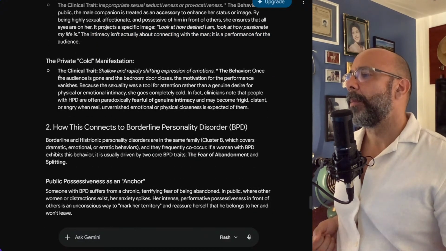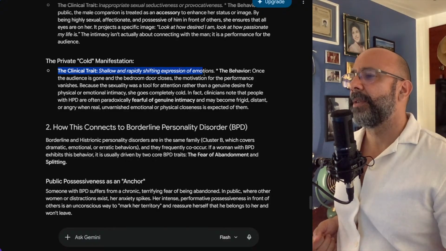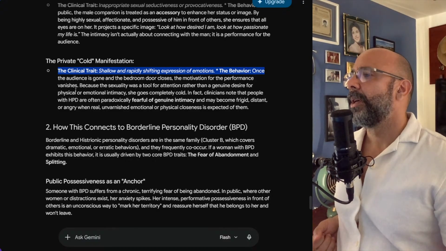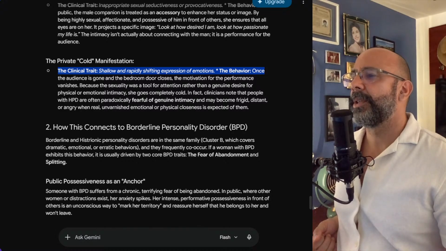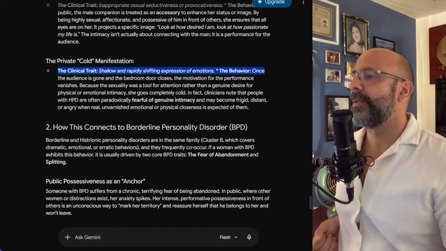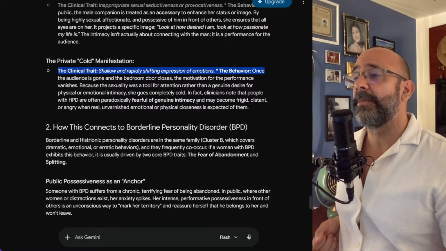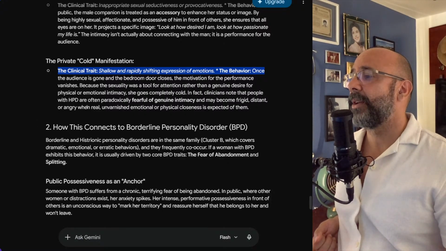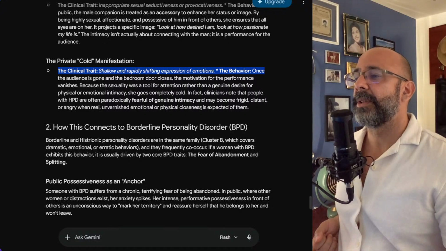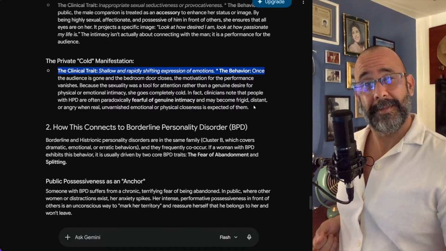The private side, the clinical trait: shallow and rapidly shifting expression of emotions. The behavior: once the audience is gone and the bedroom door closes, the motivation for the performance vanishes, because the sexuality was a tool for attention rather than a genuine desire for physical or emotional intimacy. She goes completely cold. In fact, clinicians note that people with HPD are often paradoxically fearful of genuine intimacy and may become frigid, distant, or angry when real, unvarnished emotional or physical closeness is expected of them.